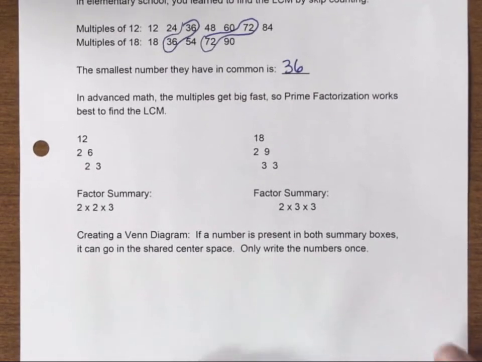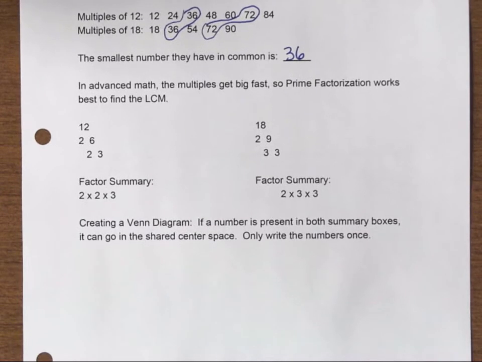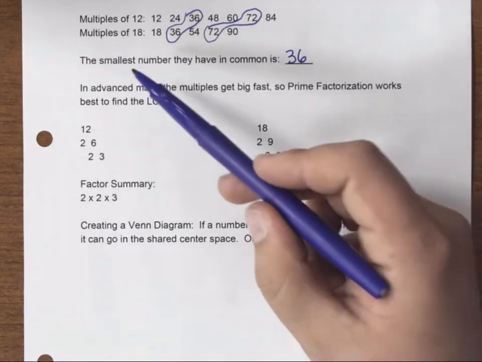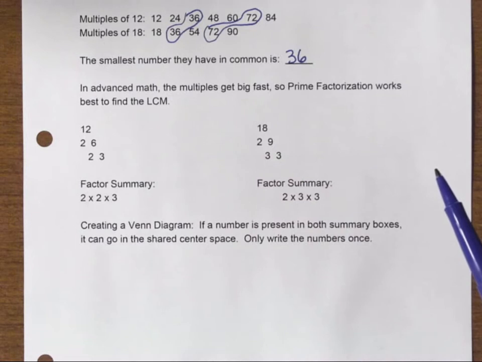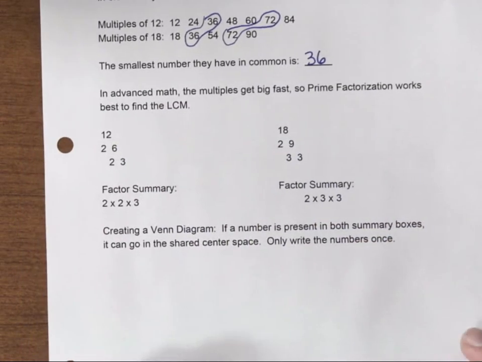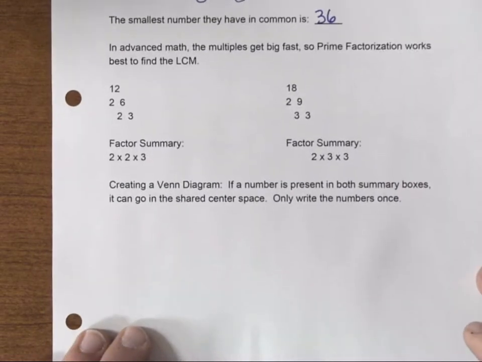In advanced math, the multiples get big fast, so prime factorization works best to find the LCM. That is why we use prime factorization and a Venn diagram to help us find the LCM, because sometimes it gets hard to skip count numbers like 18 or maybe even bigger numbers than 18. So let's try one for 12 and 18 using what we know about prime factorization.